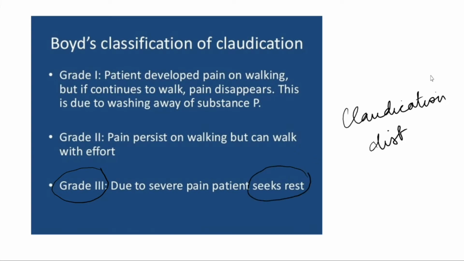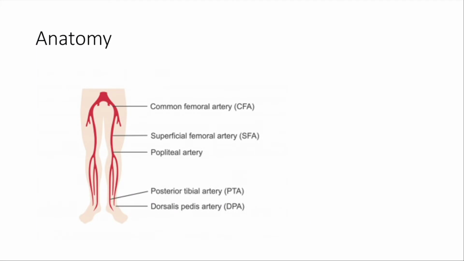So now that we have looked at what claudication is and we've classified it, we need to come to where the claudication pain occurs. For that, we need to have an idea about the anatomy of the lower limb. So let's have a look at that.